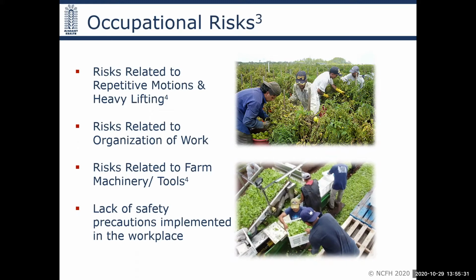Other risks are related to the way ag work is set up in general. So ag workers are outside, so the weather plays a role and can contribute to heat stress and dehydration. They're also at risk of insect, rodent, and snake bites. And as I mentioned earlier, some are paid a piece rate versus hourly wages, and that encourages people to work longer, harder, and faster without breaks in order to earn more.